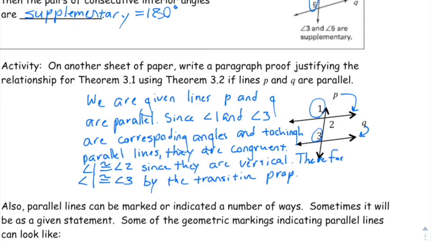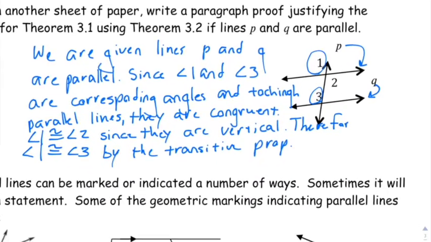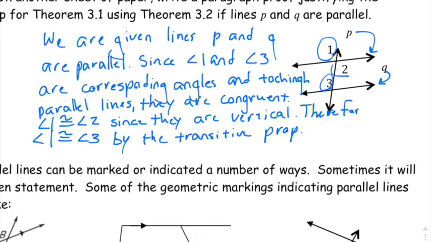And then that would be the end of your proof right there. And then we essentially just proved one of the theorems. So there you go. There's your paragraph proof on that by using your transitive property. Actually, I should say angle 2 and 3 are congruent. I'm sorry. If 1 is congruent to 3 and 1 is also congruent to 2, then it should have been 2 is congruent to 3. So there we go.